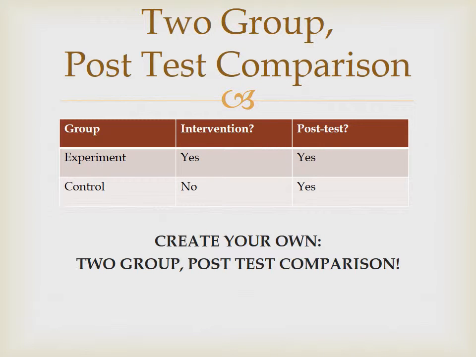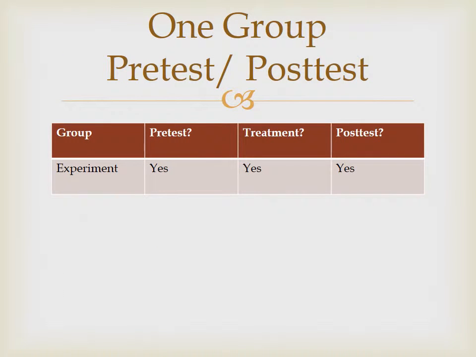So you might test your knowledge of the two-group post-test comparison and see if you can create one of your own. Now we'll look at the one-group pretest post-test. And so this is where there's no control group. You just have the experimental group, you test them before you do some sort of treatment, you give the intervention, and then you do the post-test.